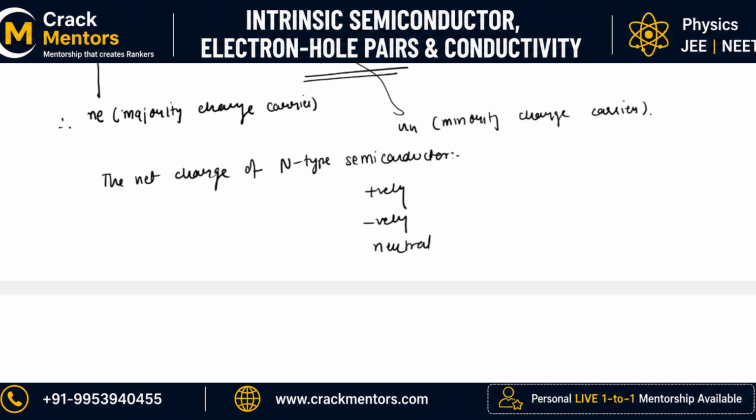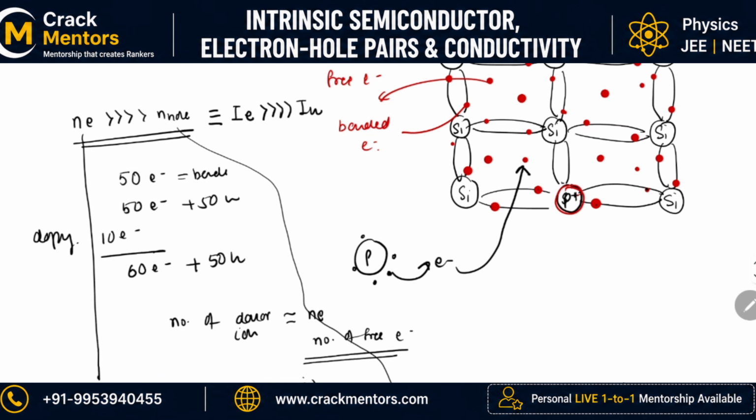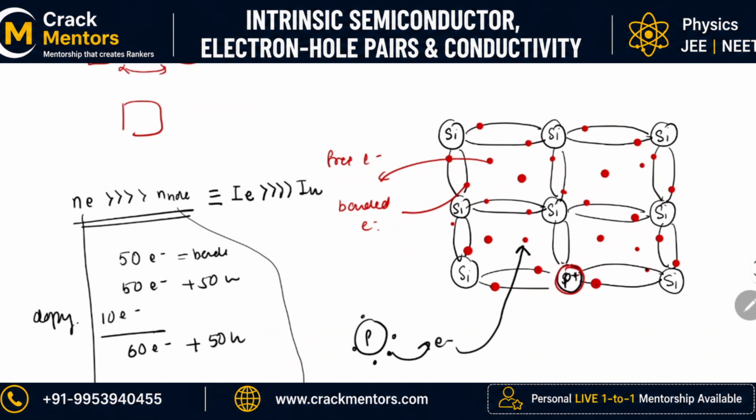You will find that the overall doped semiconductor, which is the n-type semiconductor, is overall neutral. Oh my god, how is it neutral? It should remain positively charged because phosphorus plus is present. Then it should also remain negatively charged because free electrons are present.